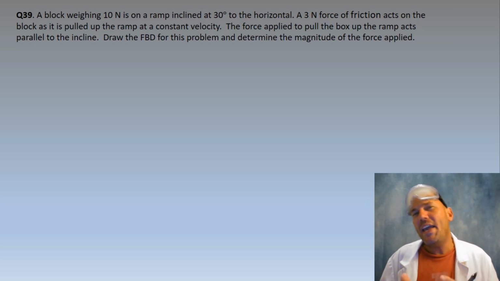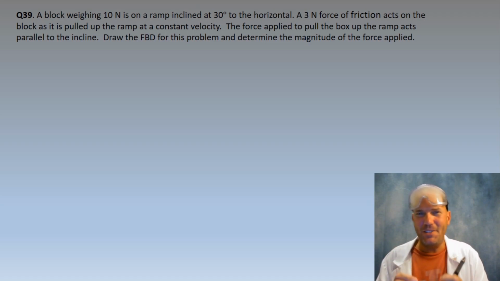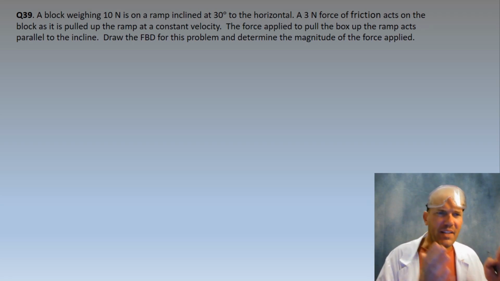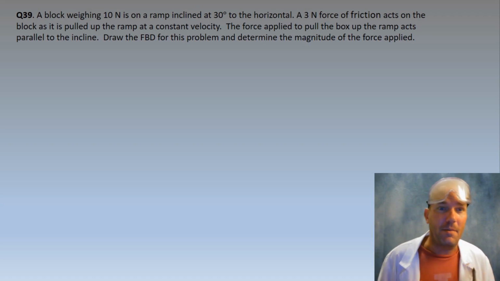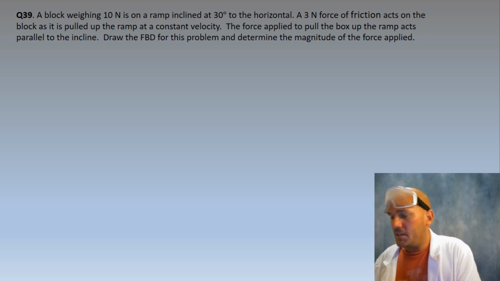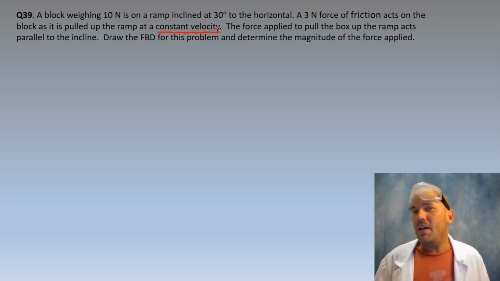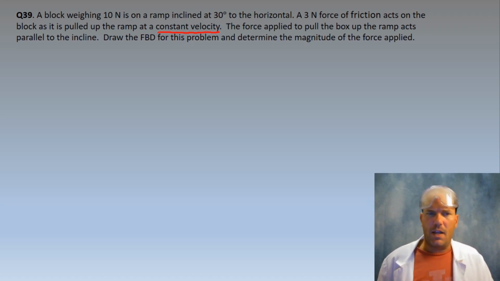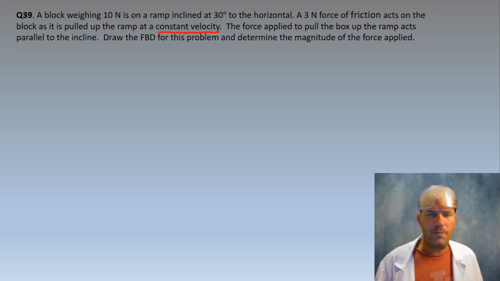Question 39. A block weighing 10 newtons is on a ramp inclined at 30 degrees to the horizontal. A 3-newton force of friction acts on the block as it is pulled up the ramp at a constant velocity. So friction's down the ramp. I better underline that. The force applied to pull the box up the ramp acts parallel to the incline. Draw the free body diagram for this problem and determine the magnitude of the force applied.